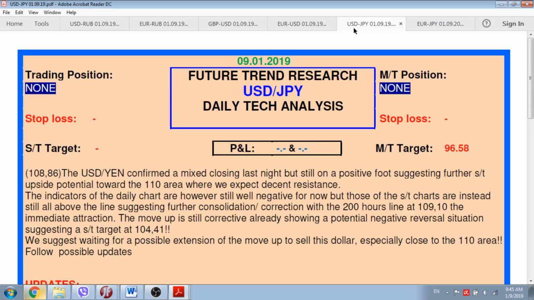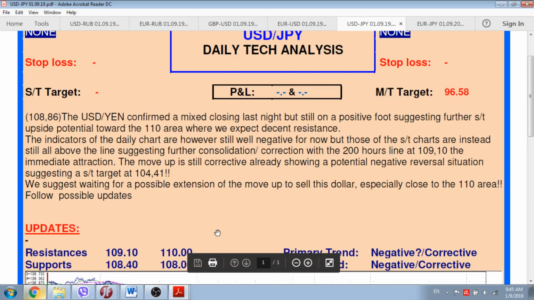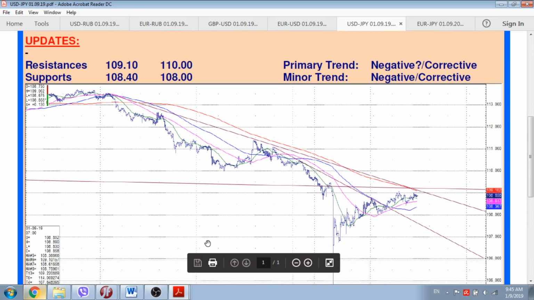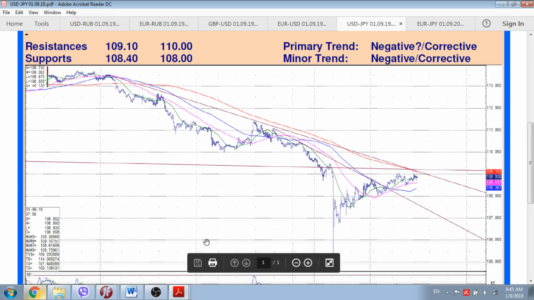Another interesting pair, dollar-yen. Dollar-yen confirmed a mixed closing last night, but still on a positive foot, suggesting further short-term upside potential toward the psychologically important barrier of 110, where Future Trend Research expects decent resistance. The indicators of the daily chart are, however, still well negative for now, but those of the short-term charts are instead still all above the line, suggesting further consolidation correction, with the 200-hour line located at 109.10 an immediate attraction.